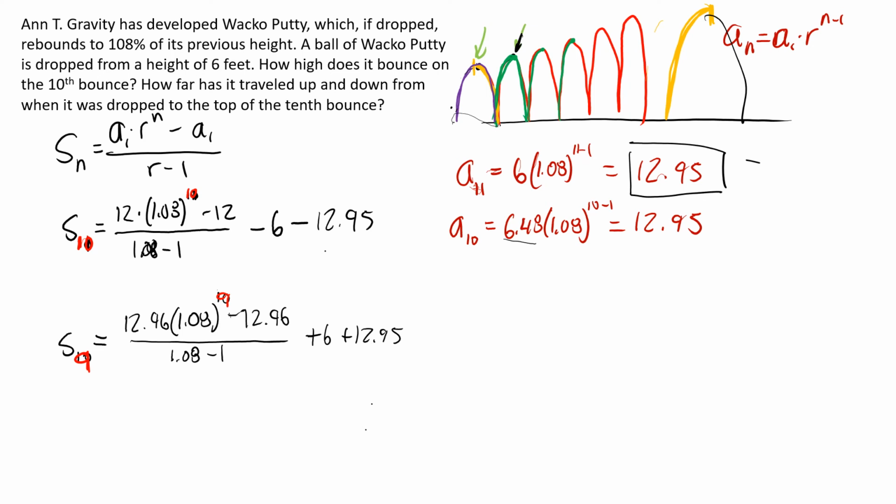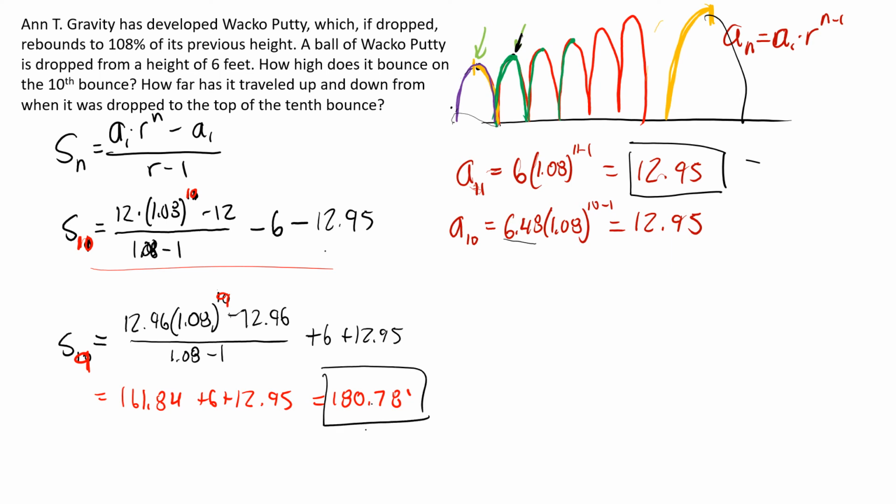So let me go back and undo that problem. If I raise it to the 9th power instead, what we get is 161.84 plus 6 plus 12.95. That gives us 180.78 feet. And that should be the same thing we get for this one, too. I believe it is. You can plug that in and check. But this is the correct answer. So it would be 180.78 feet.